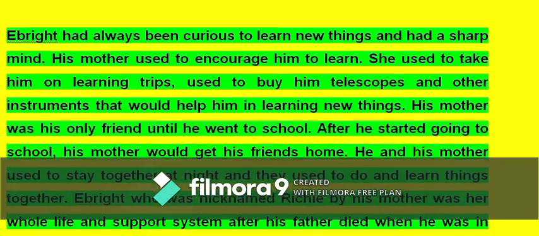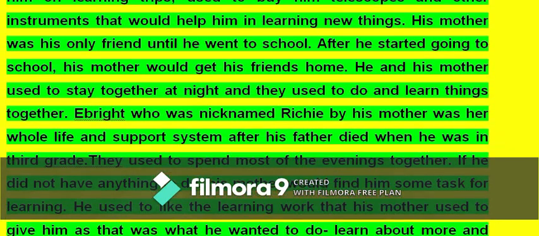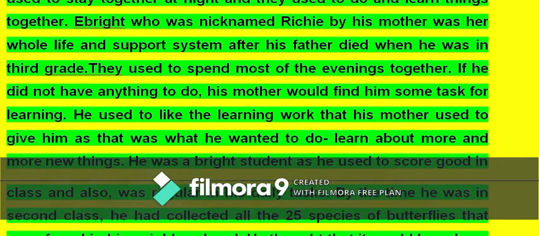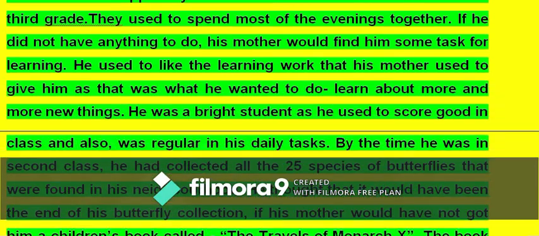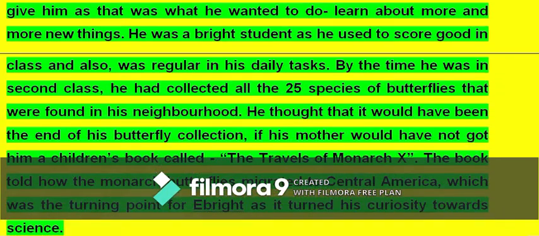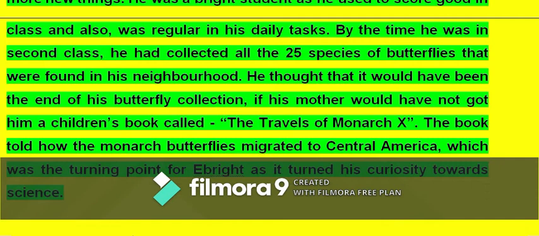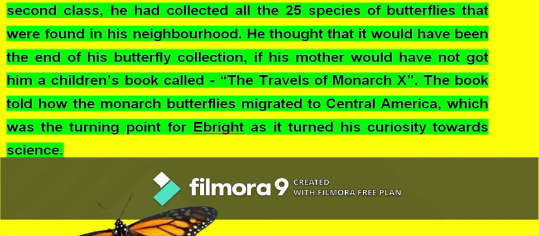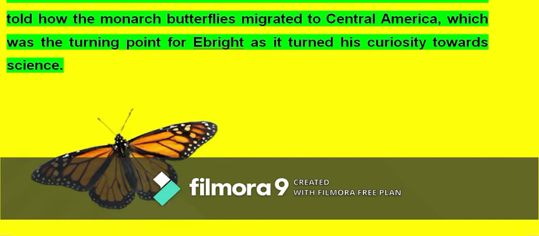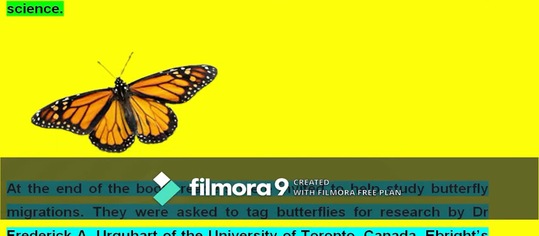So we come to know now that his father died when he was very young. He used to collect butterflies, and he was fascinated to collect butterflies and all the species around his hometown. And then the book that his mother gave him took the better of him, and that is how he turned his direction towards learning more about the monarch butterfly.